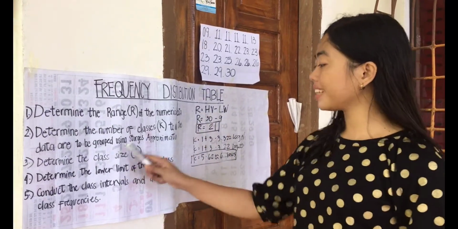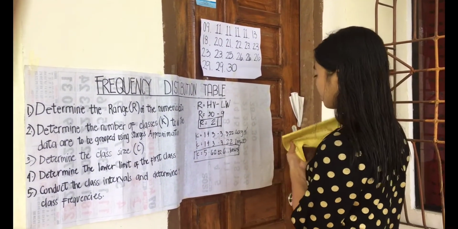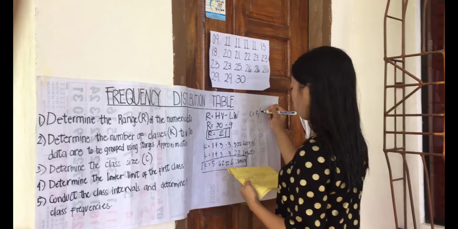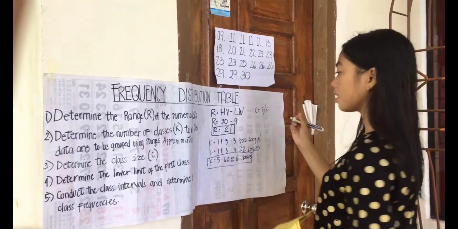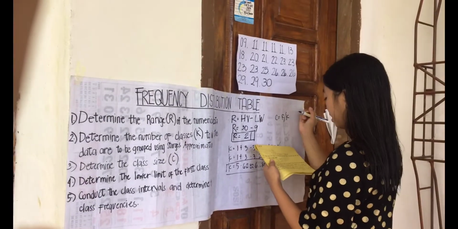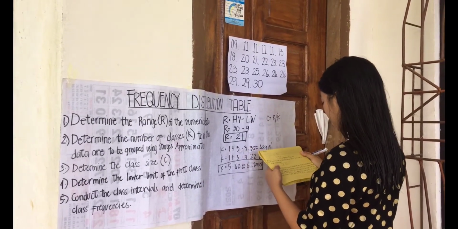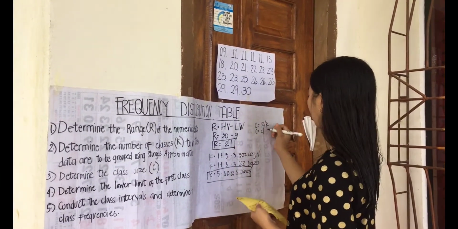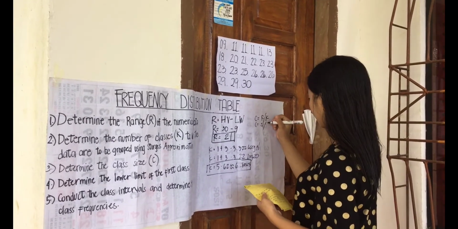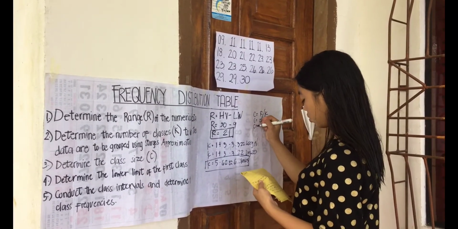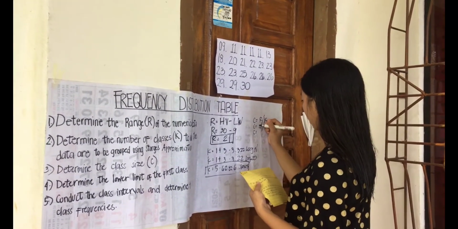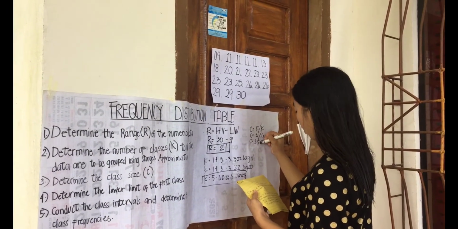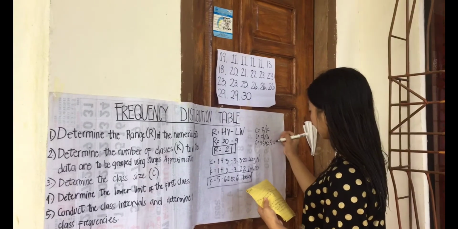Third step is to determine the class size. C is equal to the range over the number of classes. C is equal to 21, our range, divided by 6 classes. 21 divided by 6 equals 3.5, or 4 as the class size.